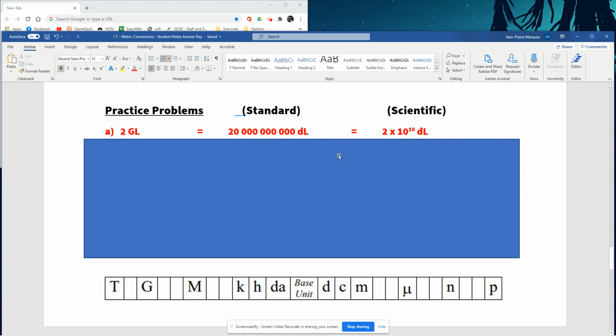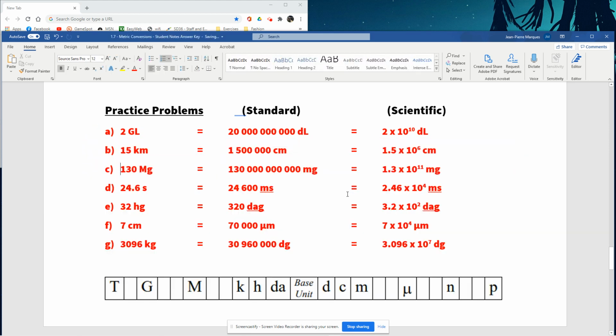Okay, checking your answers. Let's take a look. Starting with your first one, 15 kilometers. Kilo is here, centi is here. Therefore, I'm going to add 1, 2, 3, 4, 5 zeros to it, giving me 1,500,000 centimeters. Or you could do kilo is 10 to the 3, centi is 10 to the minus 2. 3 minus minus 2 is 3 plus 2, or 10 to the 5, giving me 5 zeros there. In scientific notation, this would be 1.5 times 10 to the 6, 2 sig figs. Letter C, 130 megagrams.